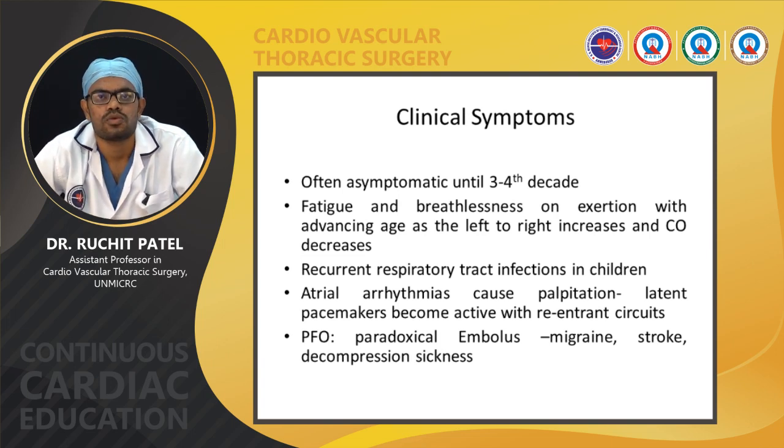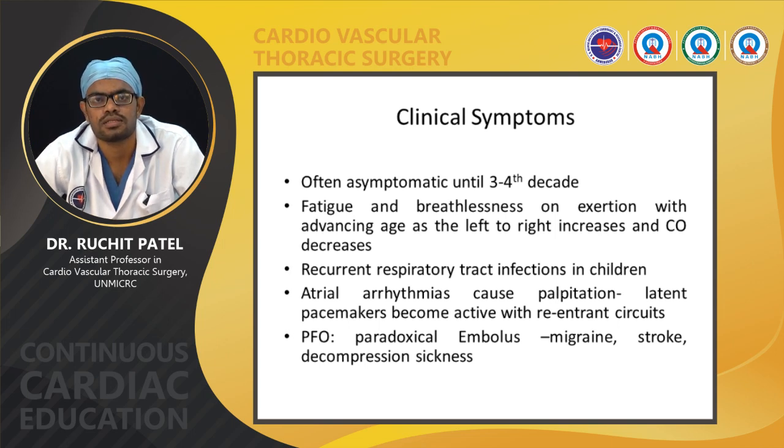Patients are usually asymptomatic until the third or fourth decade of their life. In children, there may be recurrent respiratory tract infections. Look for associated lesions as well. As the person advances in age, there may be symptoms of fatigue and breathlessness on exertion because there is left-to-right shunt with decreasing cardiac output. Atrial arrhythmias occur with enlargement of the right atrium and right ventricle because activation of latent pacemakers leads to activation of re-entrant circuits. The patient may present with palpitation also.